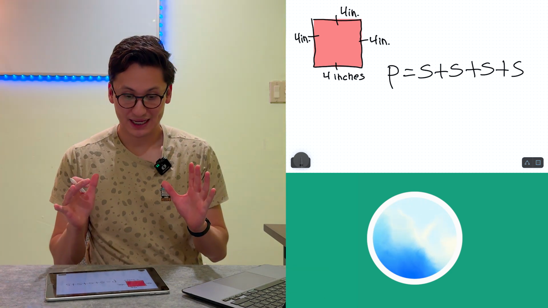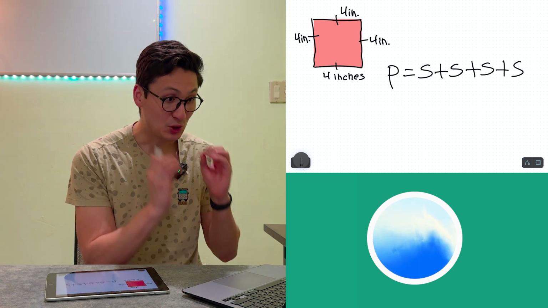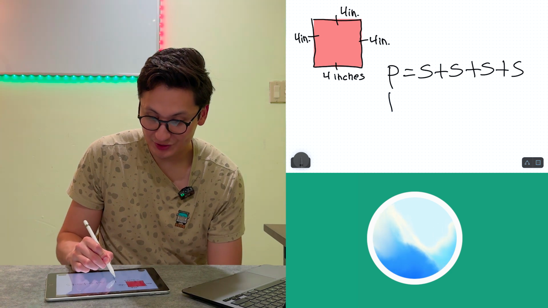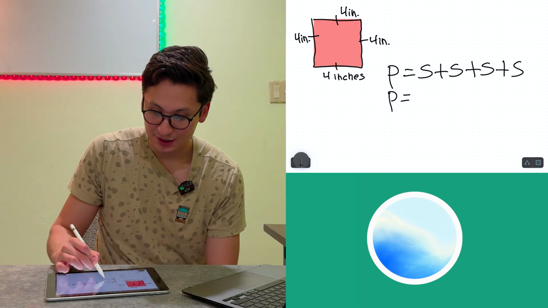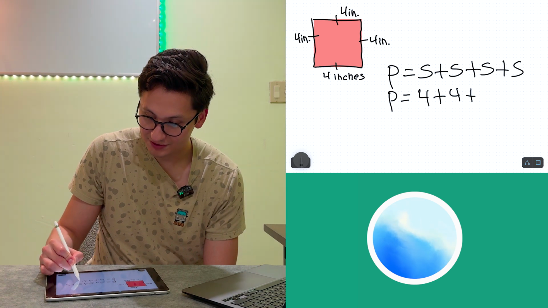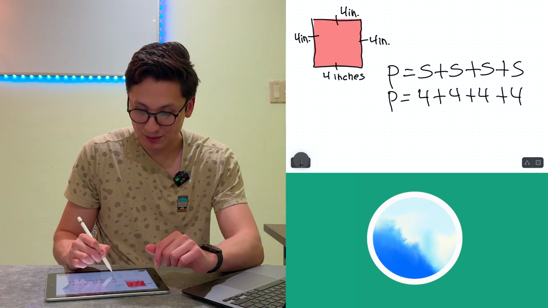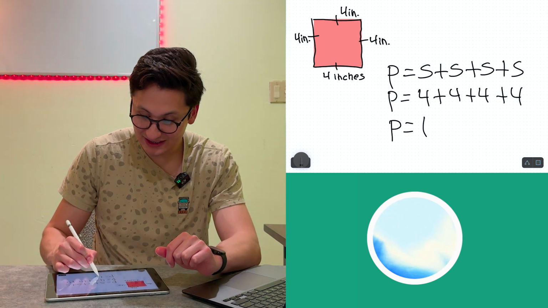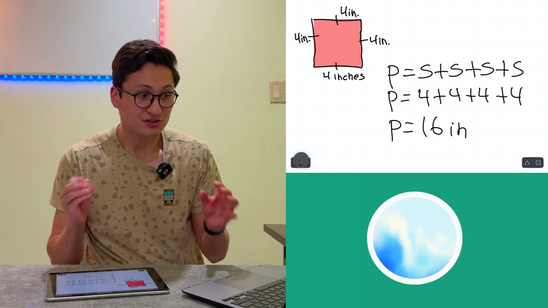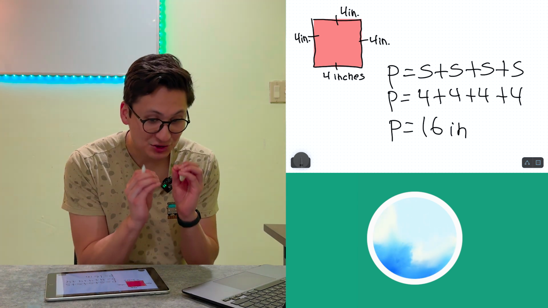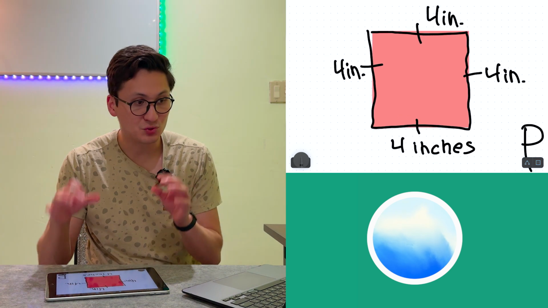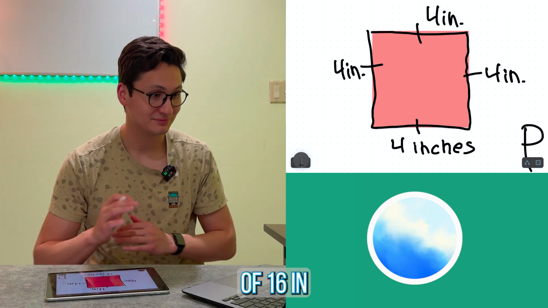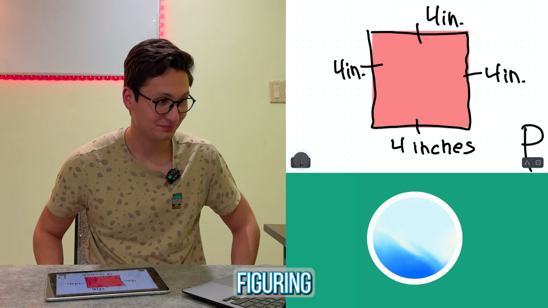Wow. So you said a key word that I know is very important, which is plug in. So you're telling me that all I have to do is plug in my sides. So 4 plus 4 plus 4 plus 4. If I were to add all of those sides up, I would get 4, 8, 12, 16 inches. Wow. So does that mean that if I were to shrink into a tiny little ant and walk around this square, I would walk around 16 inches? Exactly. You'd be walking a total of 16 inches around the square. Great job figuring that out.